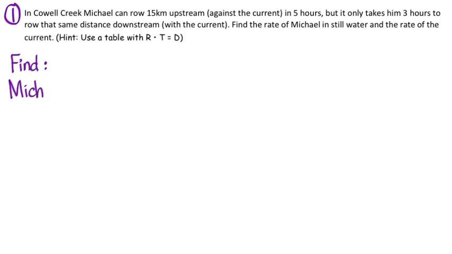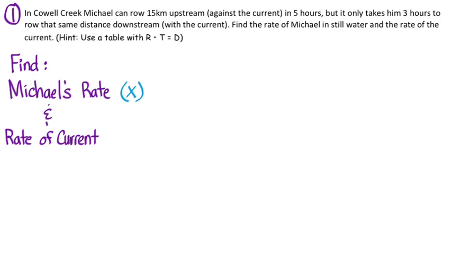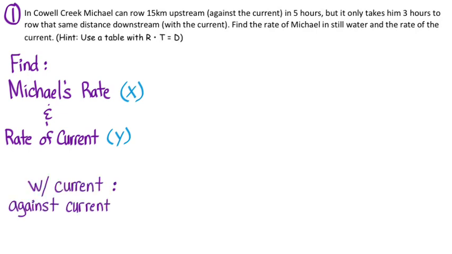Well, we want to be able to find Michael's rate and the rate of the water. So we're going to always represent the person, the bird, the plane, whatever, with X. And the rate of the current, whether it's air or water or electricity, doesn't much matter, is always Y. With the current means like with the help of the current.